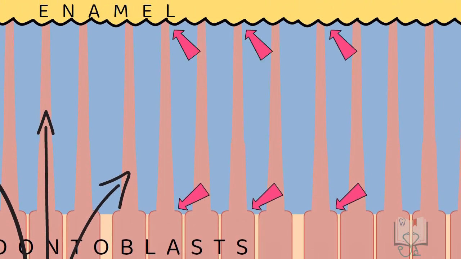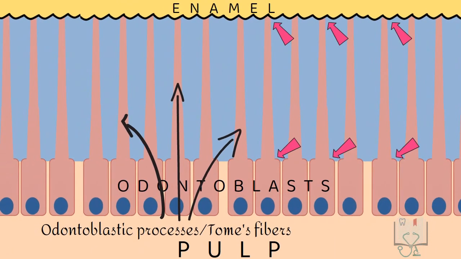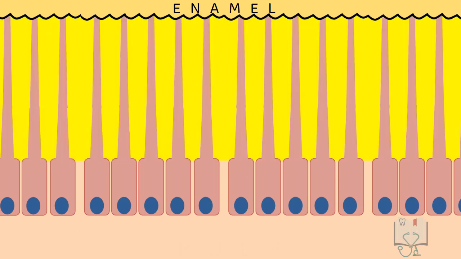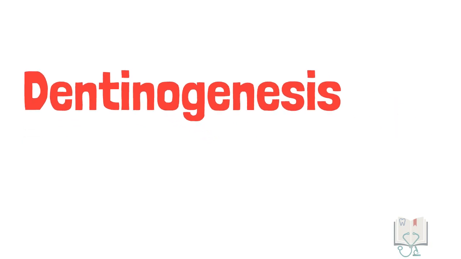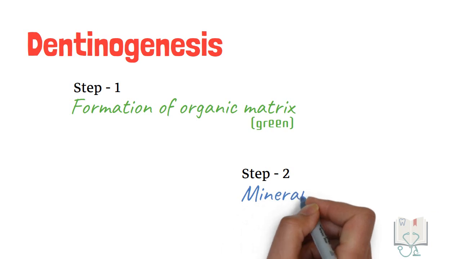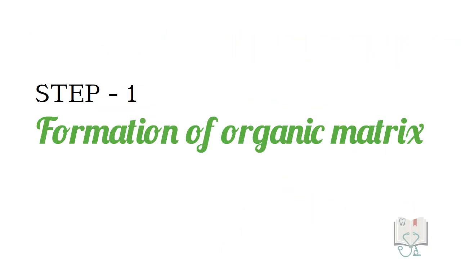So till now we have studied the formation of odontoblasts and formation of odontoblastic processes. Let us now study the formation of the calcified part of dentin. Dentinogenesis occurs in two steps. Step 1, formation of organic matrix. Step 2, mineralization. First, the formation of organic matrix.